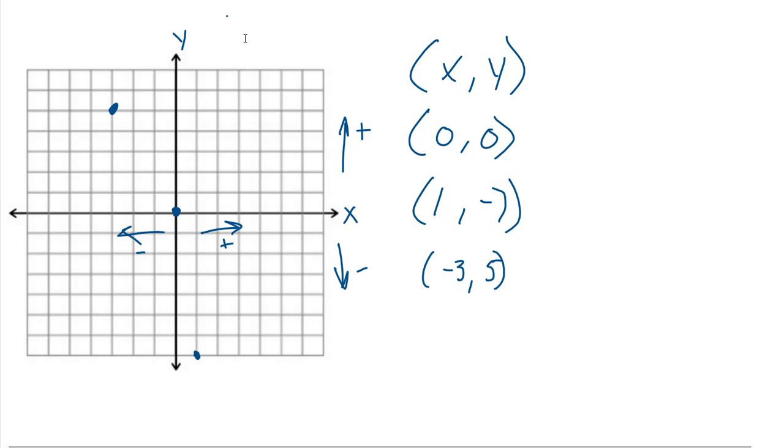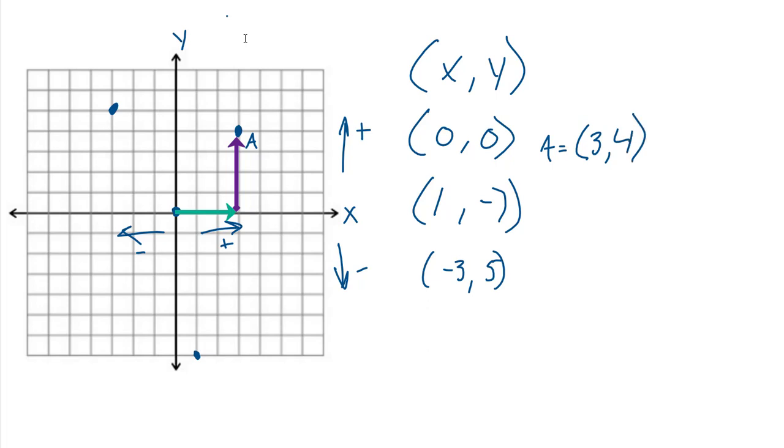So let's say I've plotted this point here, and I'm going to call it point A. To figure out what its coordinates are, we have to figure out how far from the center of this graph we go to the right. So 1, 2, 3 to the right. So A would be 3, comma, and then we figure out how far up it went. It went 1, 2, 3, 4. So A is 3, comma, 4.